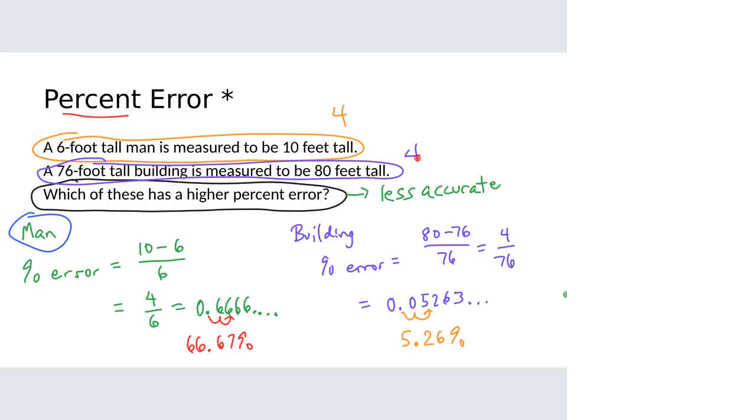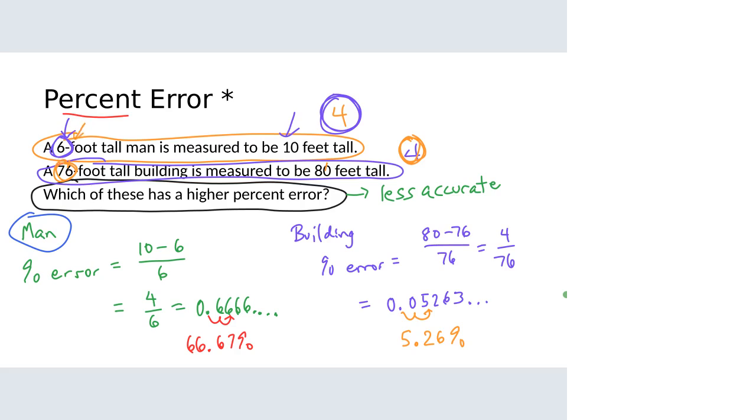But if you take a step back and think about the context, if you measure a 6 foot tall man to be 10 feet tall, you're way off, because this 4 is the amount of error that is really big compared to the actual amount. When we look at the building, yeah, you're off by 4, but 76 feet, 80 feet, it's not off by that much given the context. This difference of 4 is a lot less significant when we're talking about something that's 76 feet tall compared to something that's 6 feet tall.